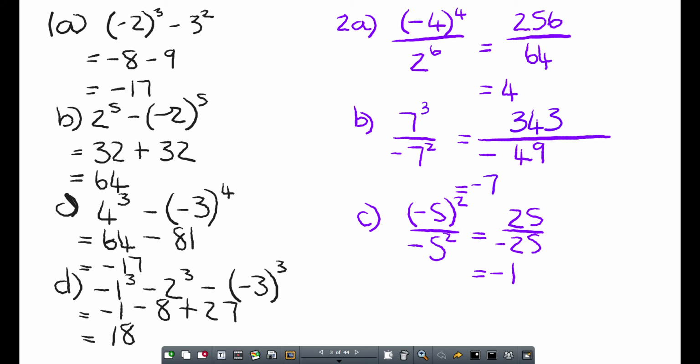Okay, at C, top part, I've got brackets around, so that actually means minus 5 times minus 5. That's why I get positive 25. At the bottom, because there's no brackets, this minus has got nothing to do with that square. So that's why my answer is minus, and then 25, and positive 25 over negative 25 will give me negative 1. Any questions? Okay, can I skip?